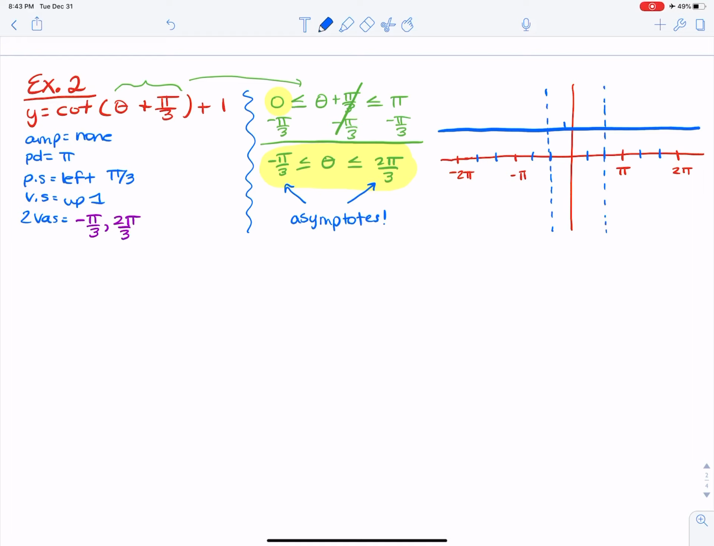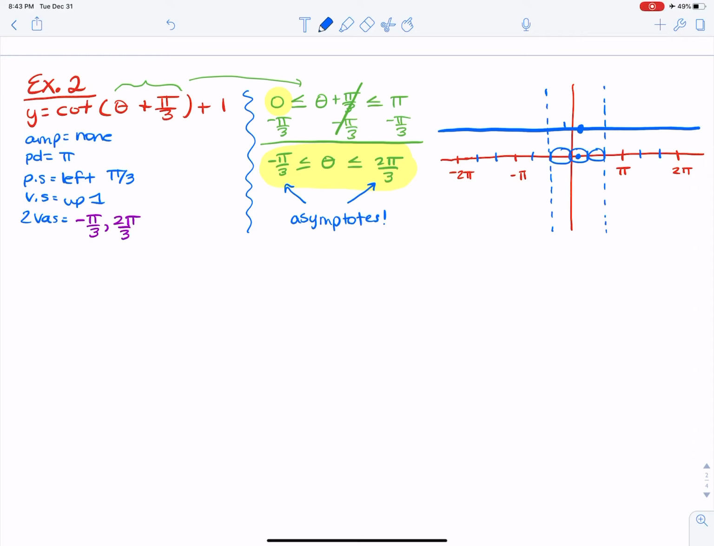Okay, and we want the dot in the middle. So this is a weird situation. We have 3, but halfway would literally just be right here in the middle. But remember, we want to be not on the asymptote, but on the midline, because this thing shifts up. So we want to be here.